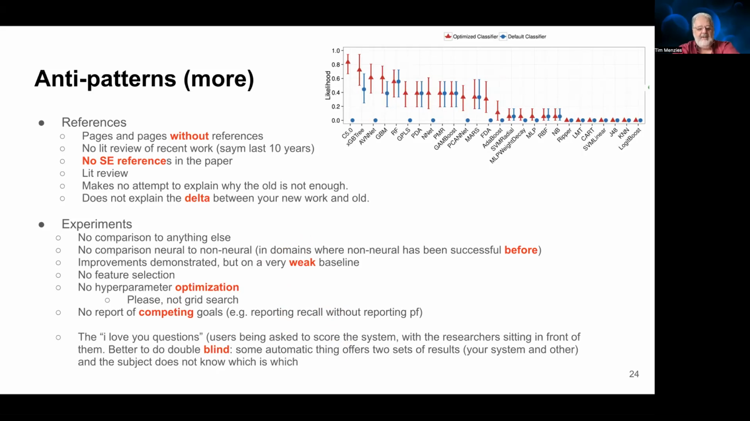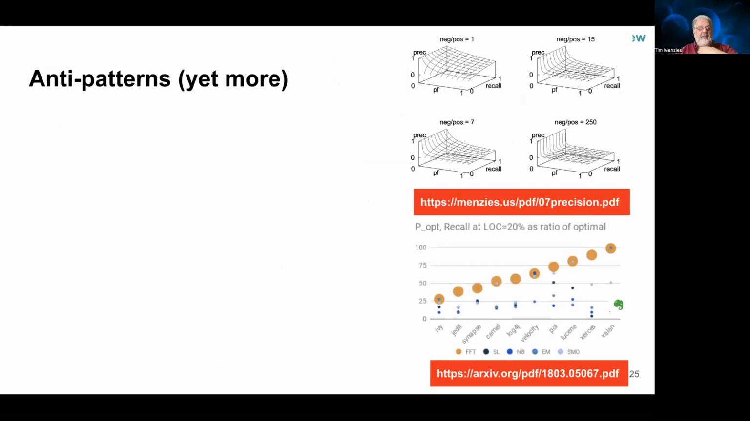Really, a better way to do the I love you question is that the subjects in those experiments get results from 2 systems in a randomized order, and both the presenter offering the examples and the user don't know whether the results come from the new system being assessed or some other baseline system. So let's not have the I love you question. Let's have double-blind experiments where people are comparing things between things.